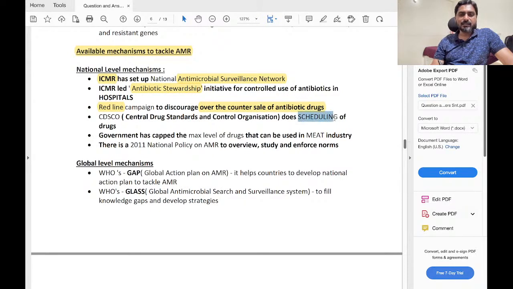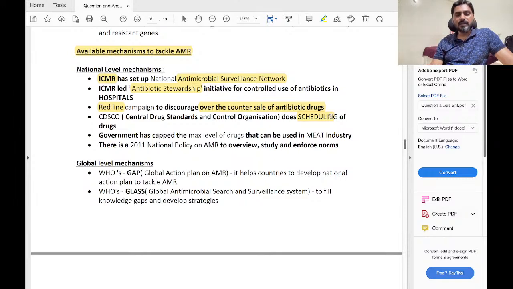CDSCO, that is Central Drug Standards and Control Organization, has gone for scheduling of drugs. Scheduling of drugs means there are a lot of drugs that we have. Scheduling means we are placing some of the critical drugs, that are antimicrobials, in some list, and if those drugs are present on those lists, then the idea is that you won't be able to get them without a doctor's prescription.